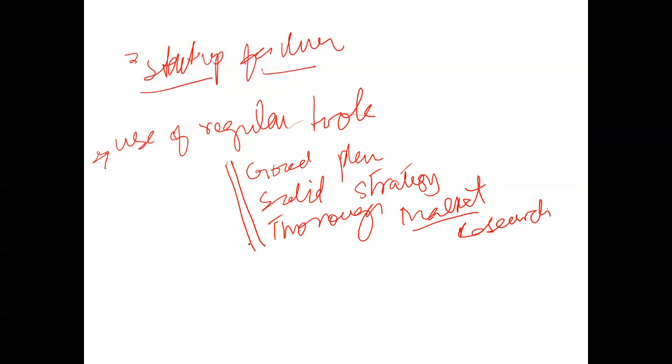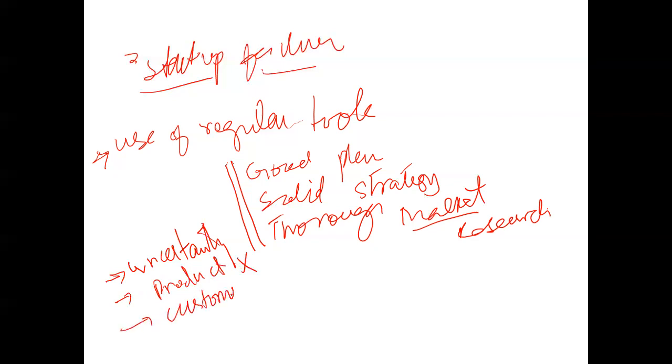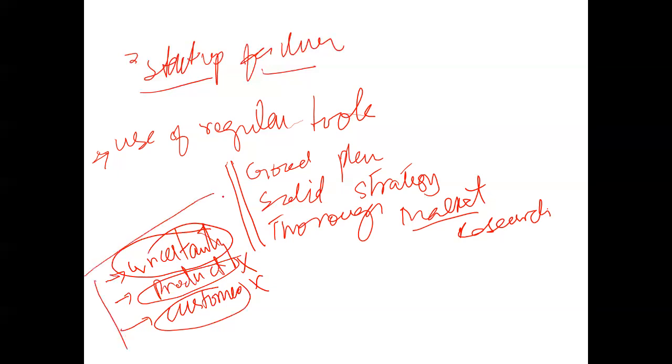So if we have uncertainty, not sure about the exact shape of the product which you are going to develop, and not sure who the potential customers are, so a lot of uncertainty, not sure what product you are going to make, and not sure who the ultimate customers are. If we are not sure about any or all of these items, we may not land at the shore of success.